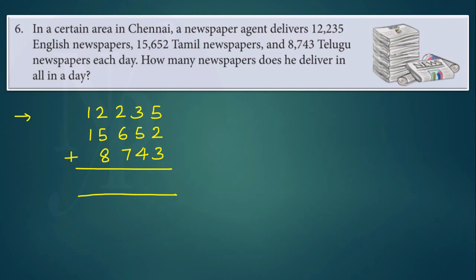5 plus 2 is 7, 7 plus 3 is 10. So 10 has 1 ten and 0 ones. So 3 plus 1 is 4, 5 plus 4 is 9, 9 plus 4 is 13. 1 is carried forward, 2 plus 1 is 3, 6 plus 3 is 9, 9 plus 7 is 16. 2 plus 1 is 3, 5 plus 3 is 8, 8 plus 8 is 16. 1 is carried forward, 1 plus 1 plus 1 is 3. That is 36,630 newspapers were delivered in a day.